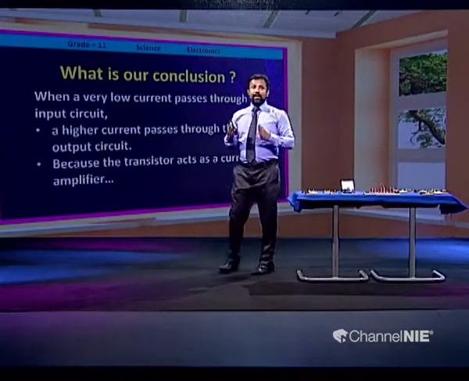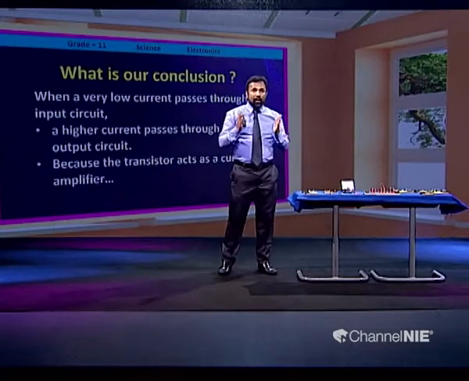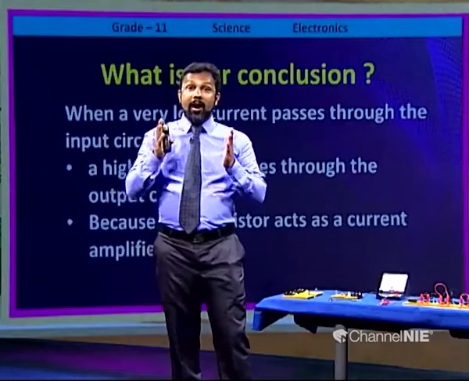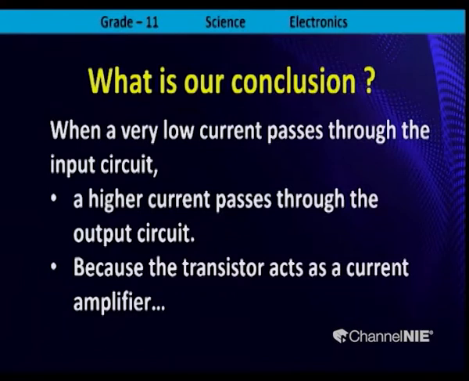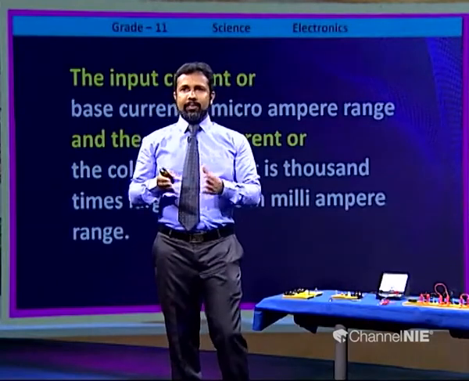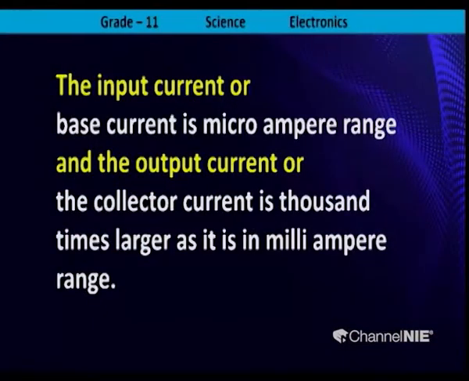Then, what is our conclusion? When a very low current passes through the input circuit, a higher current passes through the output circuit, because the transistor acts as a current amplifier. Right. The input current, or the base current, is in the microampere range. We call it a very small amount of current. And the output current, or the collector current, is 1000 times larger, as it is in the milliampere range.